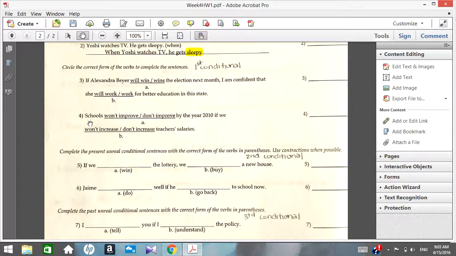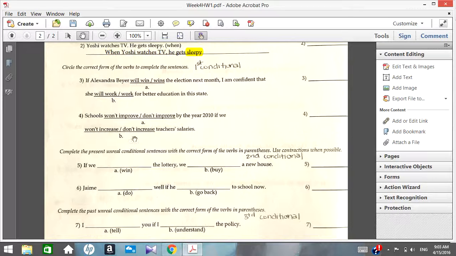Number 4, schools don't improve by the year 2010 if we won't or don't increase teacher salaries. So remember, the if clause can come at the beginning or it can come second. Both forms are correct. So here they're trying to trick you. Make sure that you don't get fooled here. So we have the if clause, and remember the if clause always has to take the present simple when we're using the first conditional.